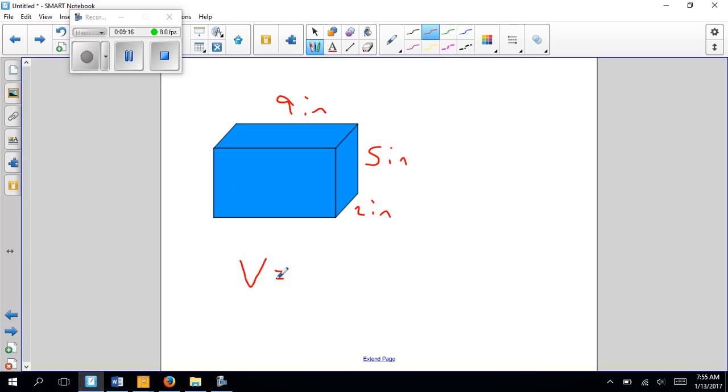All right, the volume is length times width times height. It doesn't matter which one you say is your length, your width, or your height, but we know that we have a 9, a 5, and a 2. So if I put that all in my calculator, 9 times 5 is 45, times 2 gives me 90. So I know my volume turns out to be 90 inches squared.